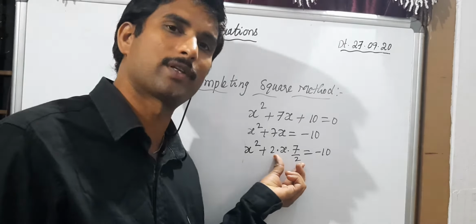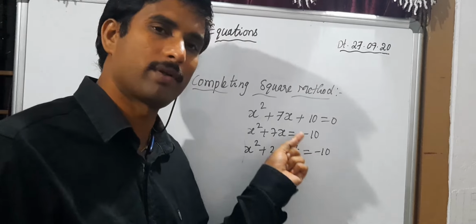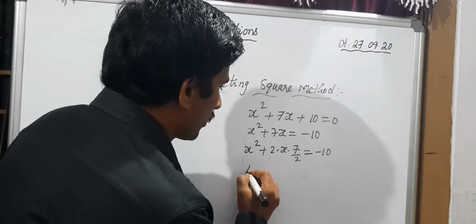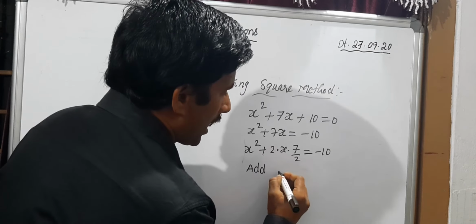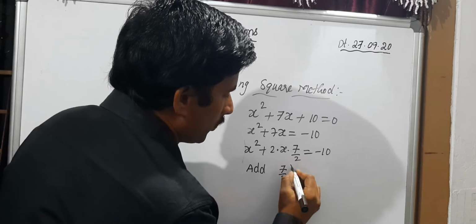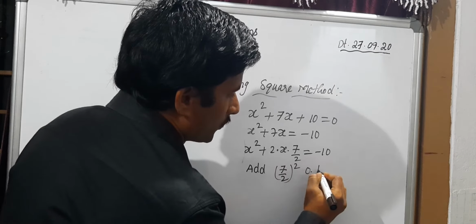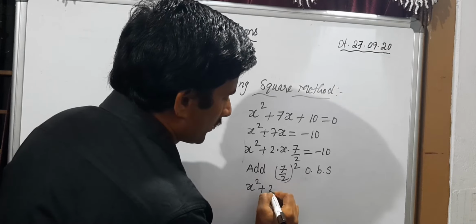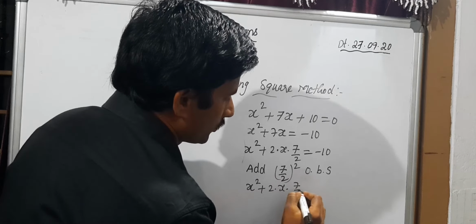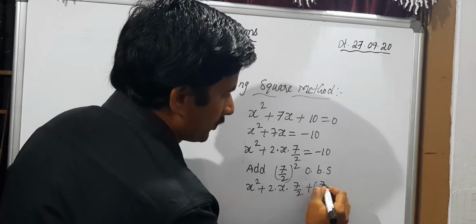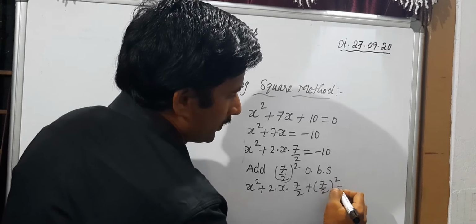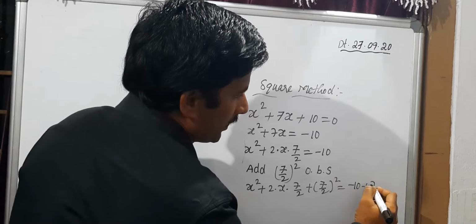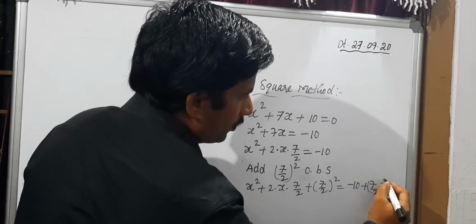We require the b square term. But in place of b we have 7 by 2. So add the b square term on both sides. Add 7 by 2 whole square on both sides. Then we get x square plus 2 into x into 7 by 2 plus 7 by 2 whole square is equal to minus 10 plus 7 by 2 whole square.